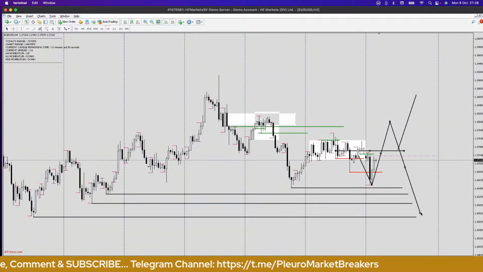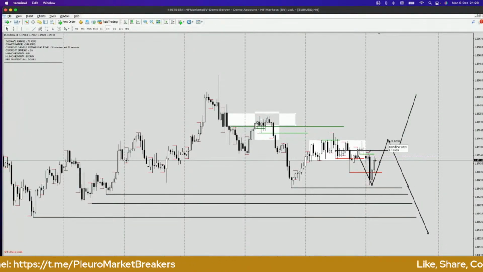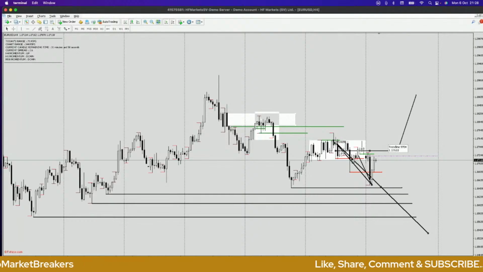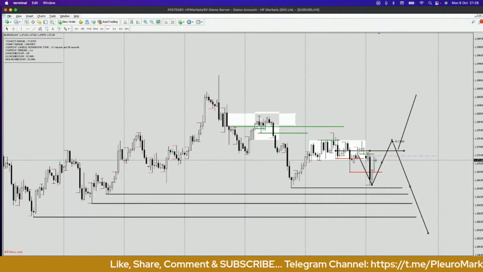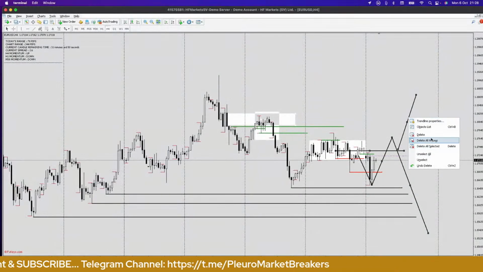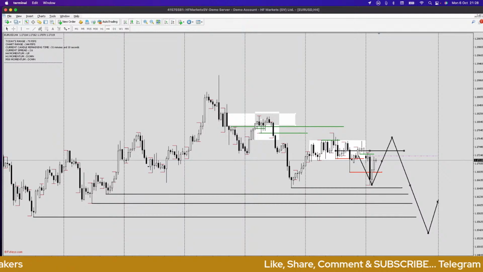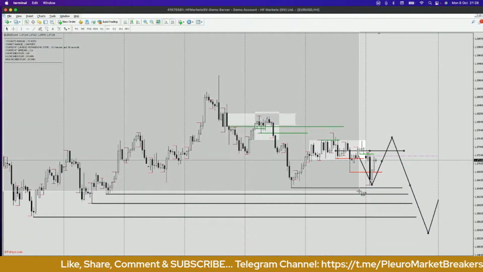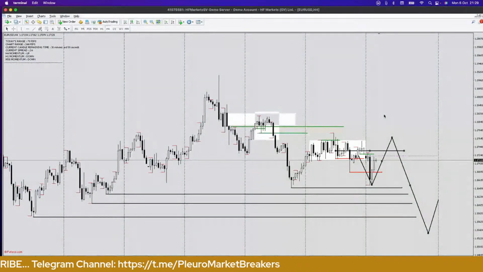Something like this, right? It might not even get all the way up there. It might short from here, from this order block in here, this one here. This is something like this, right? Here, somewhere in this region. And then to close the week, come back up and close. That's my bullish hypothesis.